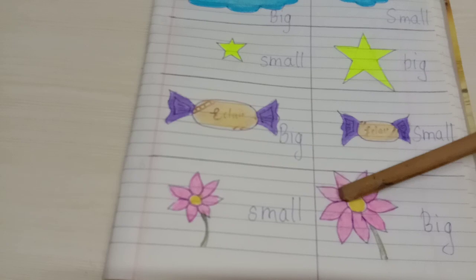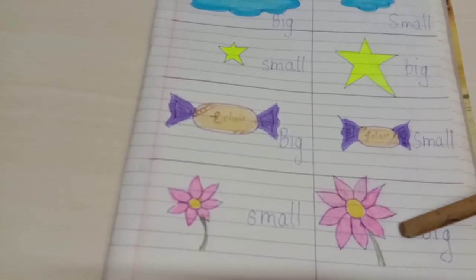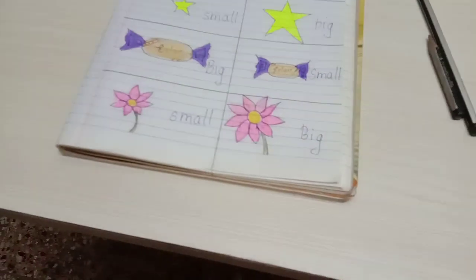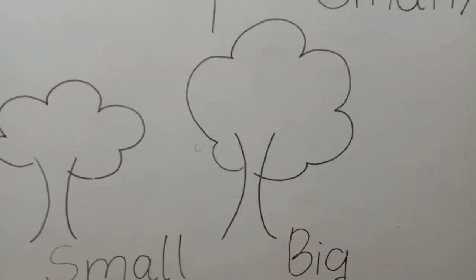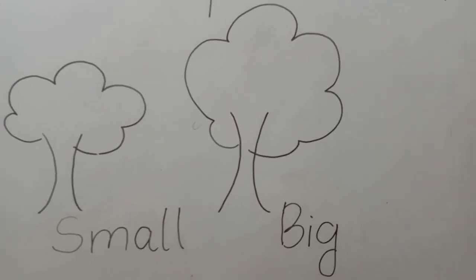And the flower petals here are big. Okay, big petals are there. So this is the big flower. I hope you have understood by explaining it in your notebook also. Okay, now once again I will explain to you the concept of small and big by recapitulating on the blackboard once again.